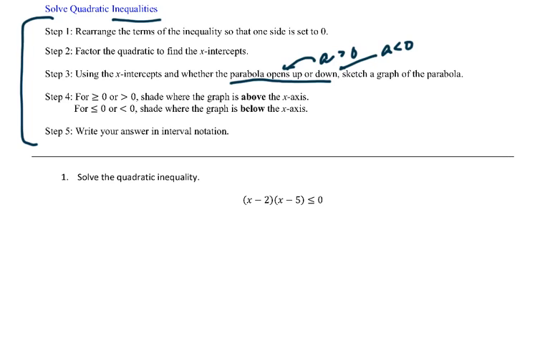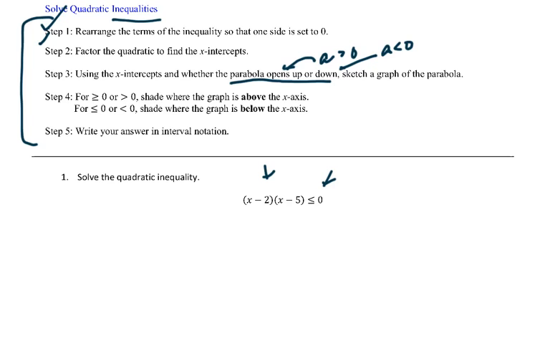So we have the example for number 1, solve the quadratic inequality. It's already been factored for us. That's excellent. So we've already done half the work by not doing anything, because we already have one side set to 0, so step 1 is done. It's already been factored, so step 2 is done. So we're about 2/5 the way done.